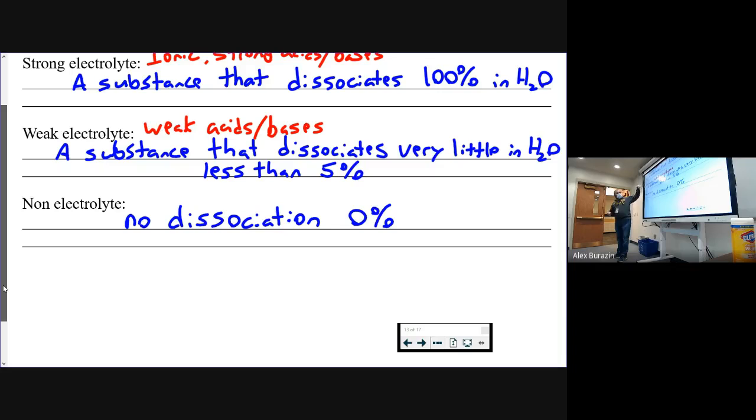So these we don't deal with as much in this class. We care a lot more about the other two. These come up every now and then, but the main example of them is sugar. The AP will use sugar as their example of a non-electrolyte pretty often.